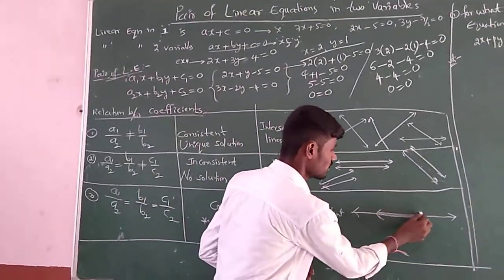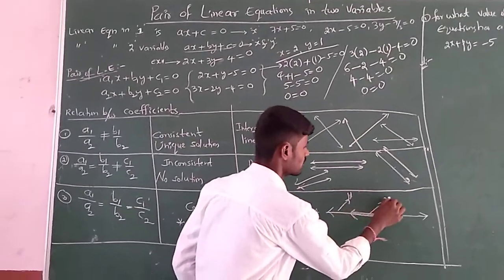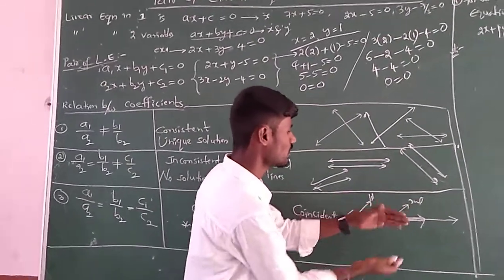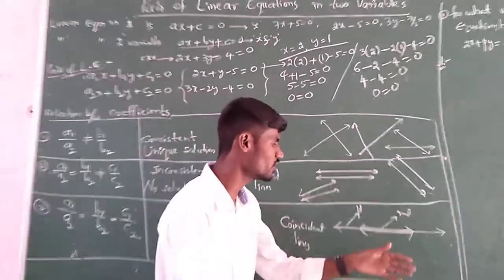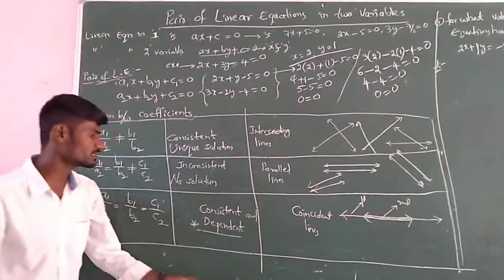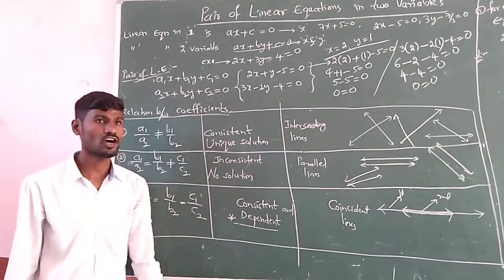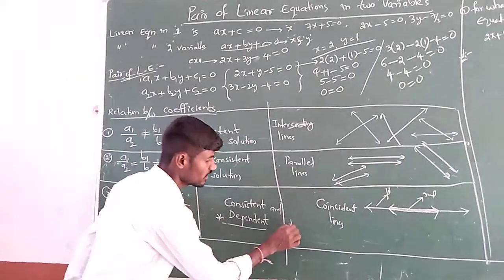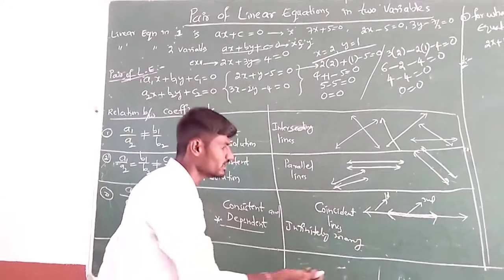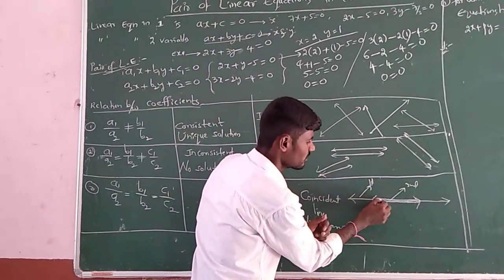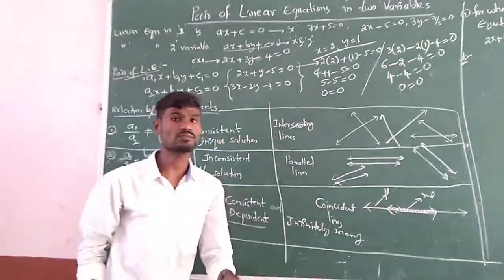If you observe here, in this structure we have two lines, first line and second line. Your second line is superimposed on the first line, meaning they collapse, coincide. Have you understood? It is overlapped. That type of equations are said to be coincident lines. In that coincident case also a solution exists. How many solutions? Infinitely many solutions. Why? They are overlapping each other, so each and every point on this line is a solution. That's why infinitely many solutions.